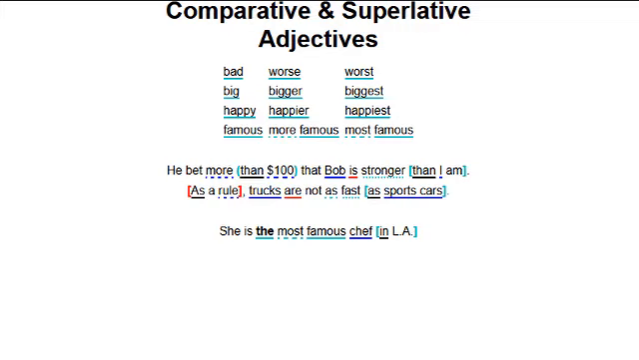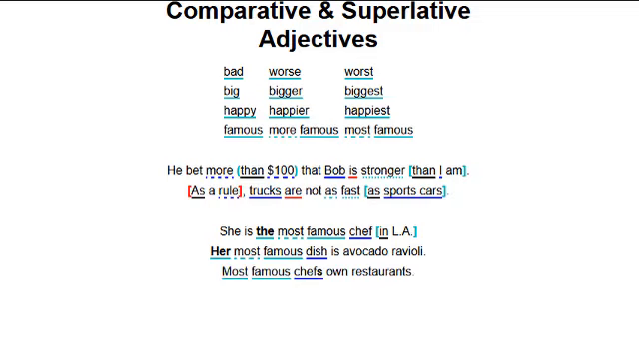The article the usually must be placed before superlative adjectives. She is the most famous chef in LA. A personal possessive can be used instead. Her most famous dish is avocado ravioli. Notice that the word most is coded with a dashed underline because it is modifying famous. Most does not need a the in most famous chefs own restaurants because it's not modifying famous. It's a quantifying determiner here for the plural noun chefs.